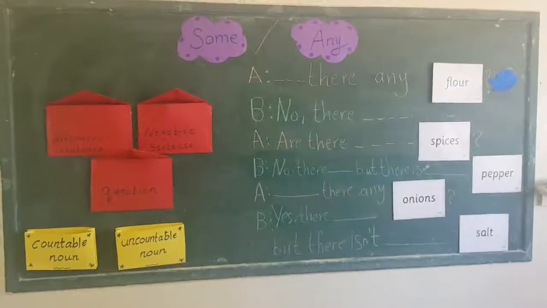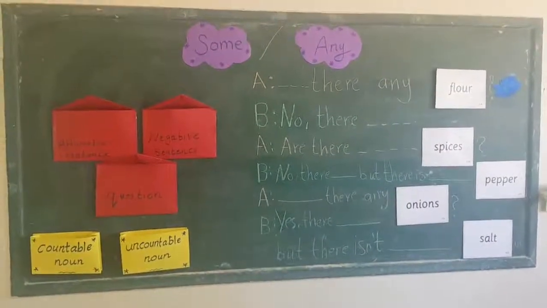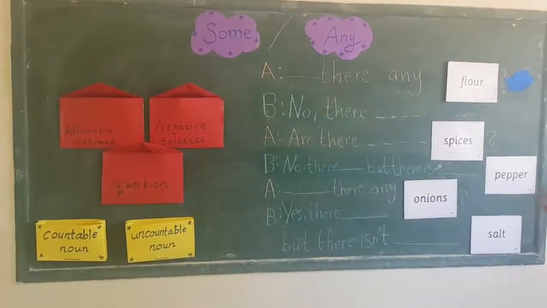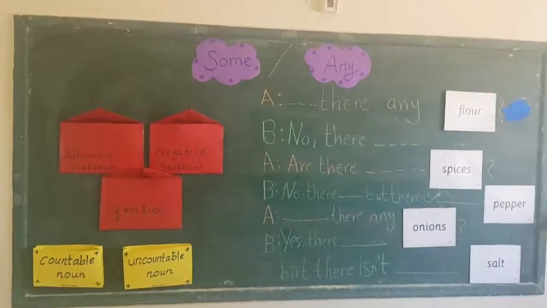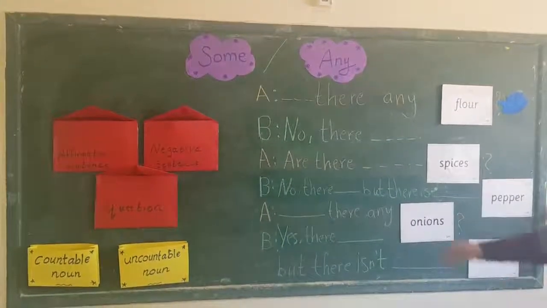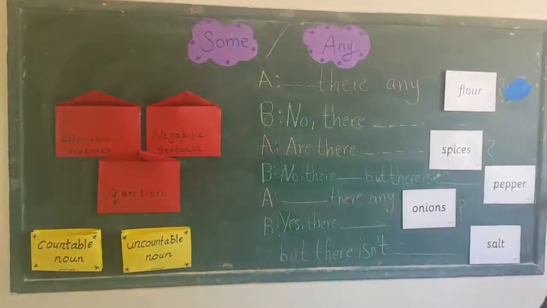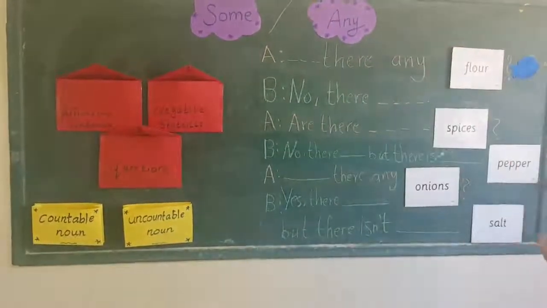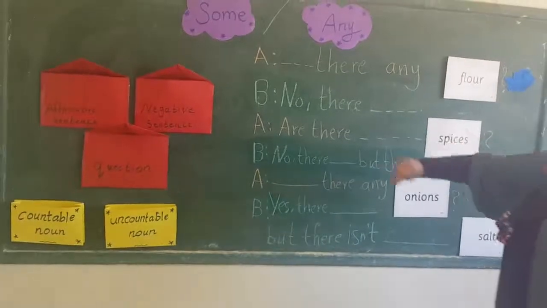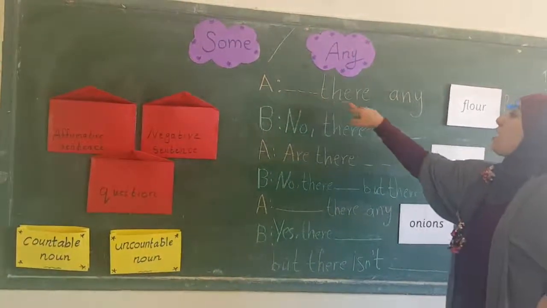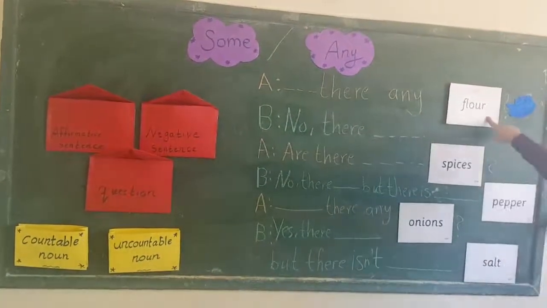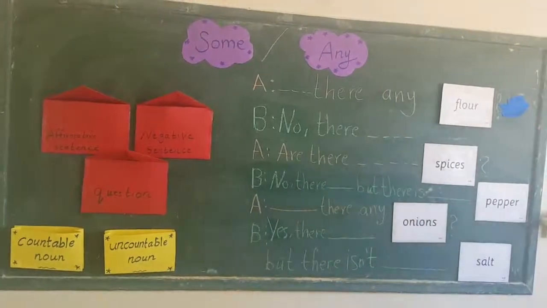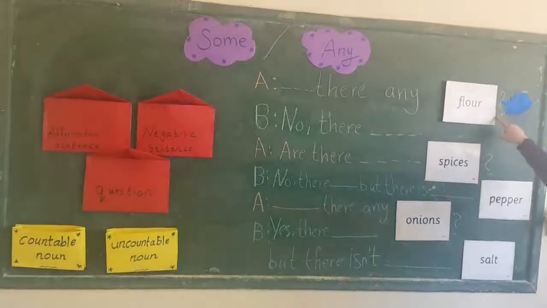Now look at this exercise. This exercise talk about some and any. Some and any talk about محددات الكمية. Look at this exercise. You have to complete this blanket with suitable words from these baskets. Okay? Now, 1. فراغ there any flower? Question mark. It's a question.